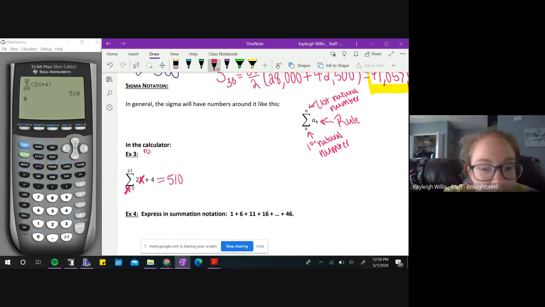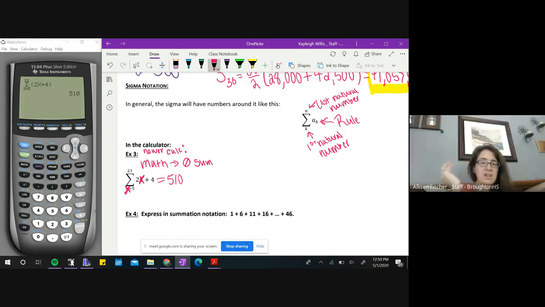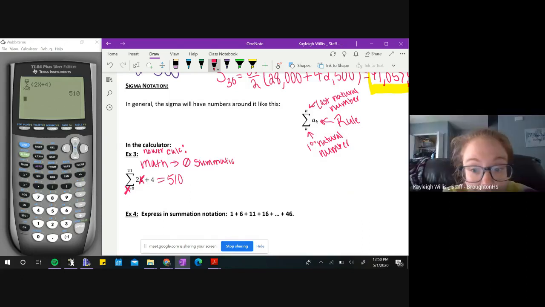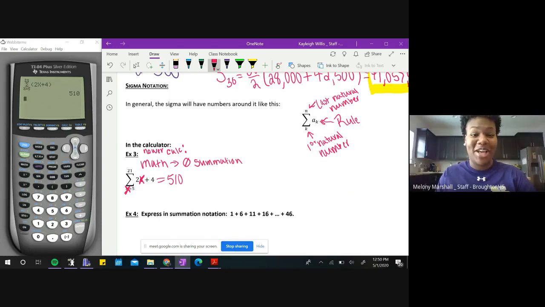Okay, so how did I do that on the newer calc? All I had to do was hit math, and then scroll down to get the summation. And that's all we have to do. Yeah, it's so much faster than the other way, like all the ways.